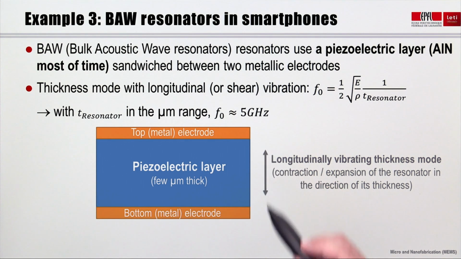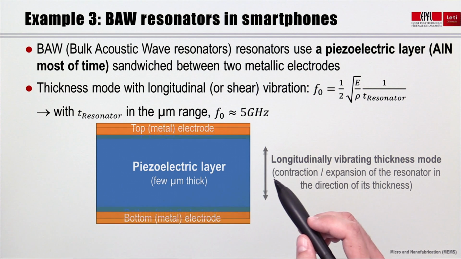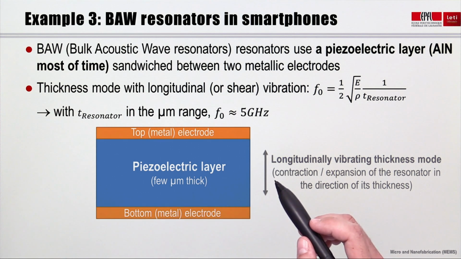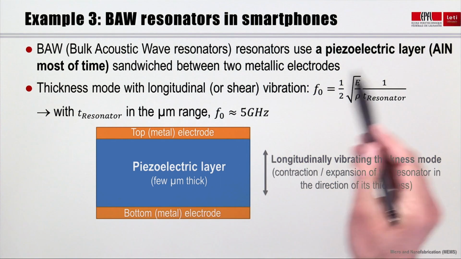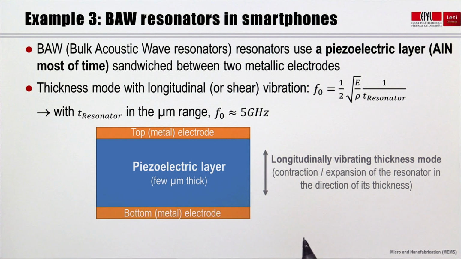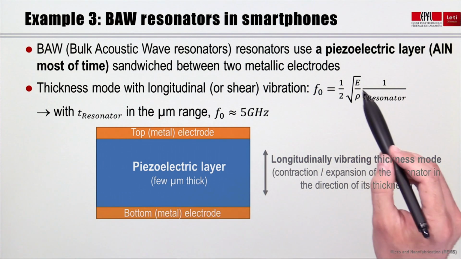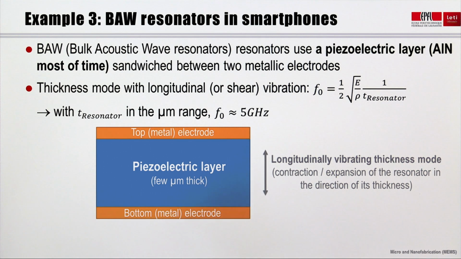In the longitudinal mode, the resonator expands and contracts all the time in the direction of its thickness. Its resonance frequency is half the velocity of sound divided by the resonator thickness. The velocity of sound is the square root of the Young modulus divided by the density. With a thickness of 1 micron approximately, the resonance is around 5 GHz.